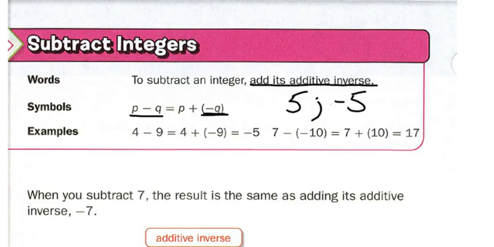So look at the example down here. 4 minus 9 is really 4 plus -9. Subtracting 9 is the same as adding -9, and in either case, you get an answer of -5. Same idea on the next example. 7 minus -10. Change subtraction to an addition symbol, and then we use the additive inverse of -10, which is +10. Either case gives you an answer of 17.